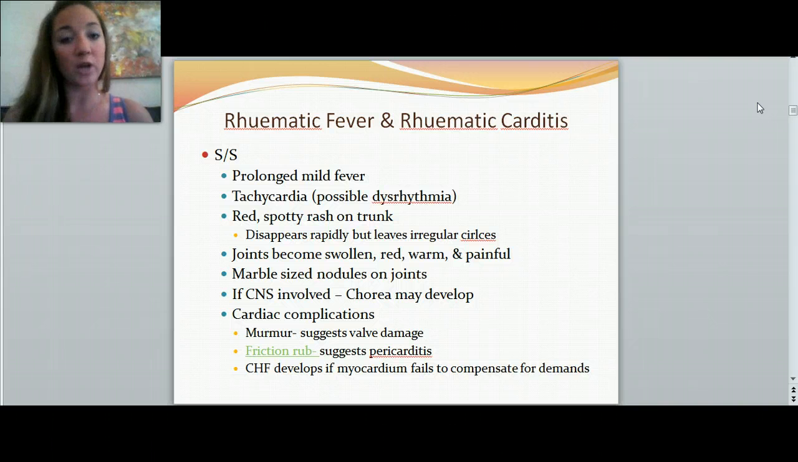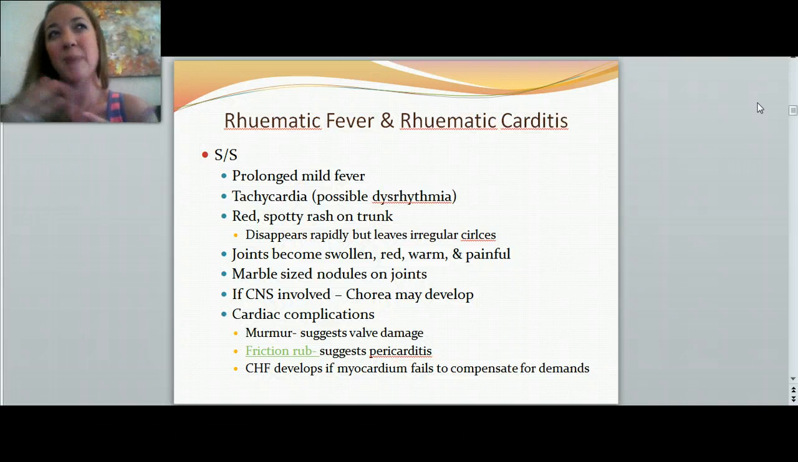The cardiac complications, typically you're going to hear a murmur and you're going to hear a friction rub. Friction rub sounds like squeaky leather, like a rubbing together, okay? And then the murmur is just an extra, like, background noise, okay? I'll try to find some examples of what those sound like to play for you in class.